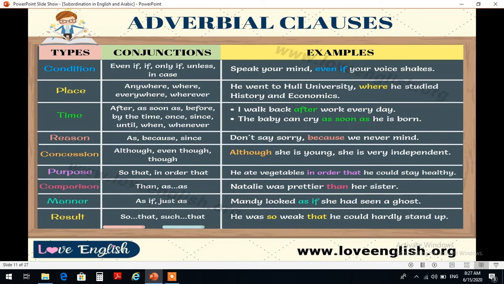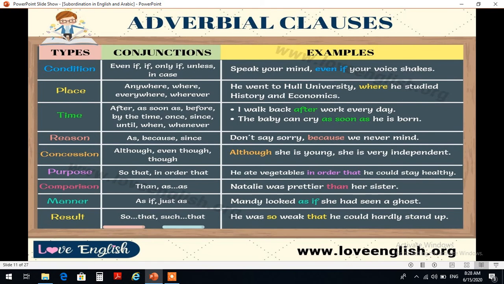The other adverbial clause is for purpose, and the subordinating conjunctions used include so that, in order that. He ate vegetables in order that he could stay healthy. And we have adverbial clauses of comparison, for which we use than and as. Natalie was prettier than her sister. The other adverbial clause is used to signal manner, and the conjunctions we use are as if and just as. Mandy looked as if she had seen a ghost.